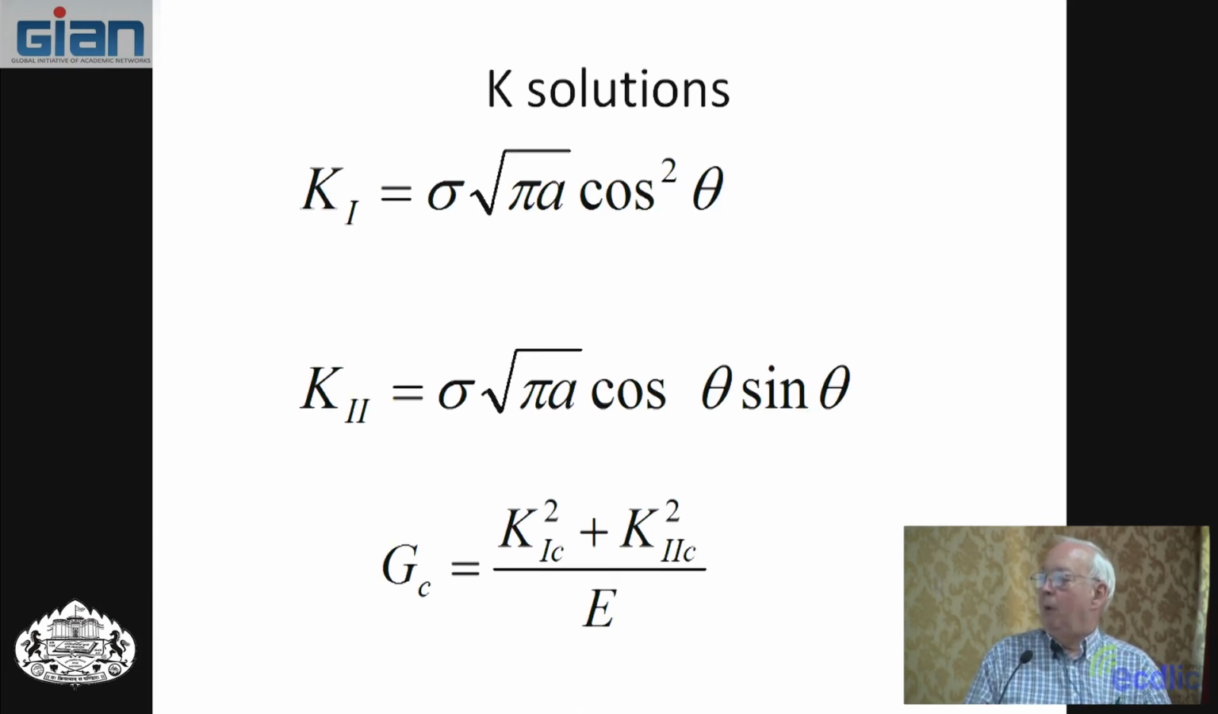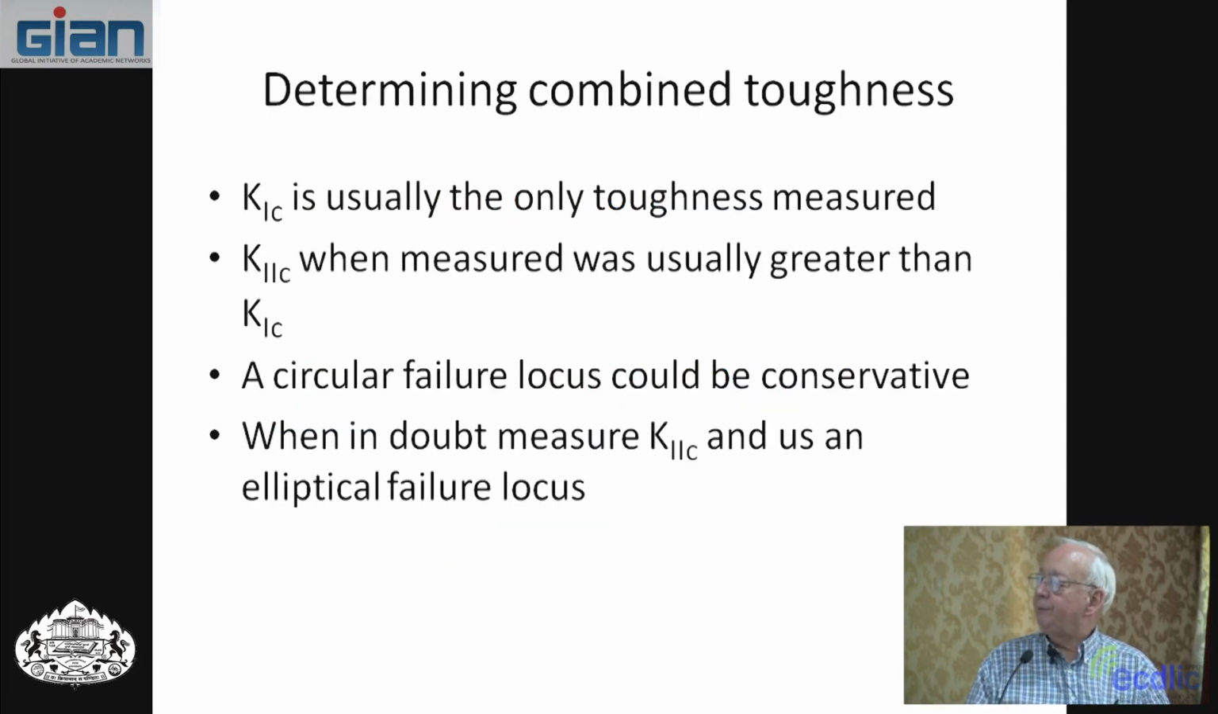Now remember that the combined K1 and K2, just adding them together, doesn't make sense here. You have to go through the Griffiths G. Normally you use the 1 minus nu squared for plane strain. I didn't have it in this slide. This is for plane stress, but it's similar. The 1 minus nu squared is a fairly small term, only about 5% in general.